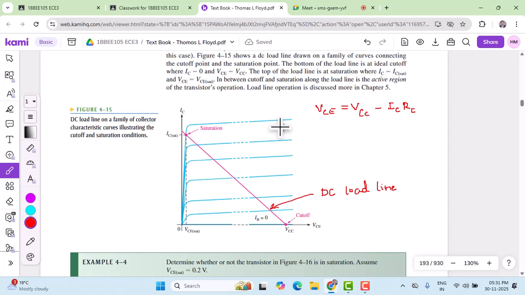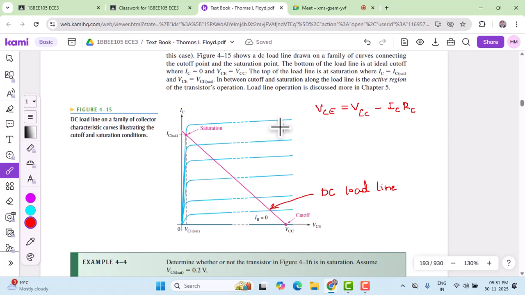Okay, so this DC load line is drawn based on the circuit conditions, which is defined by this equation. And this equation is nothing but a straight line equation, of course. So if we can map this equation to these curves, I can rewrite this equation in the form of y is equal to mx plus c. Y in this case is IC, and the x variable is going to be VCE. So here we have the x variable and the y variable.